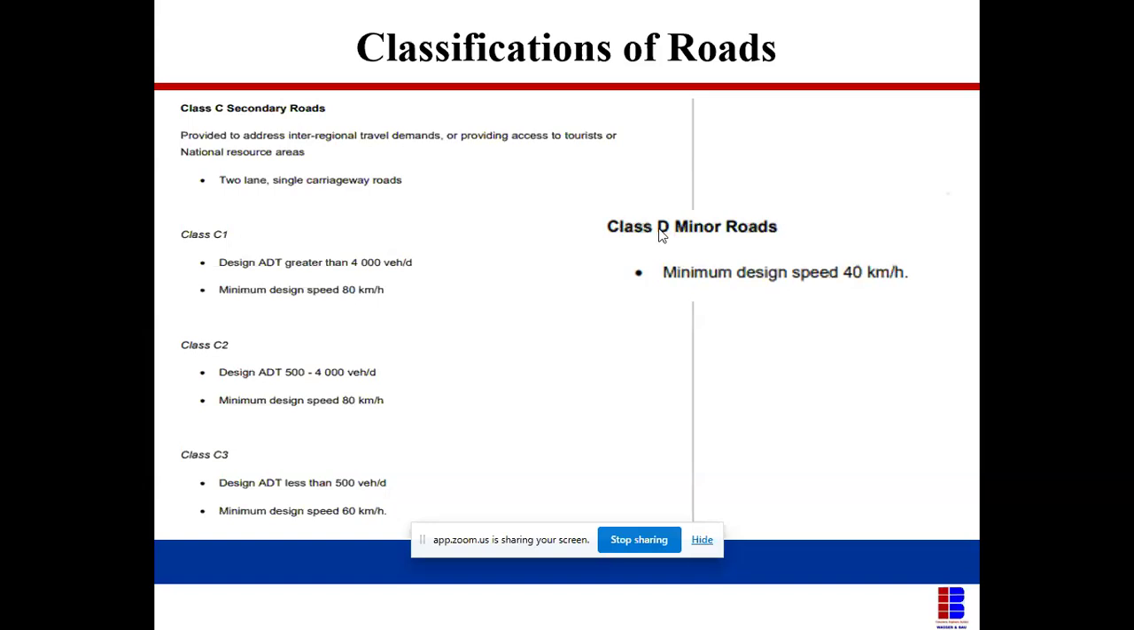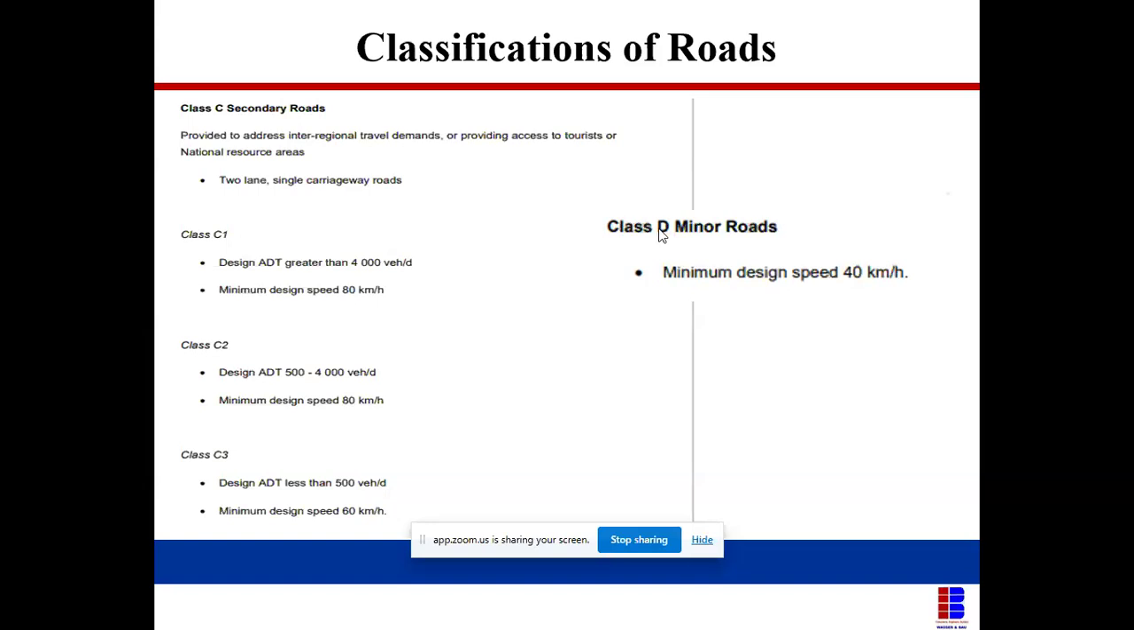Then class D, minor access road, the ones entering our street and all, 40 kilometers per hour design speed. So these are the speeds we'll be assuming when we're designing our distance. For a class A road now, I'm designing a road between two states, connecting two states. I use 100 kilometers per hour, federal roads.